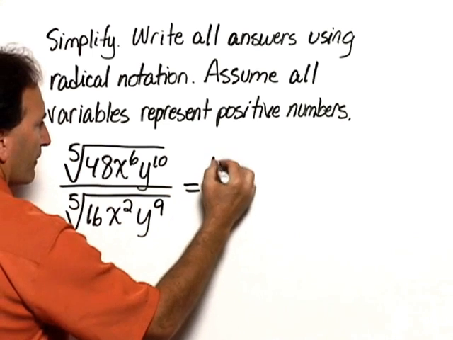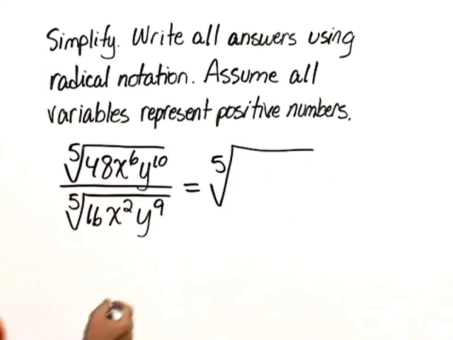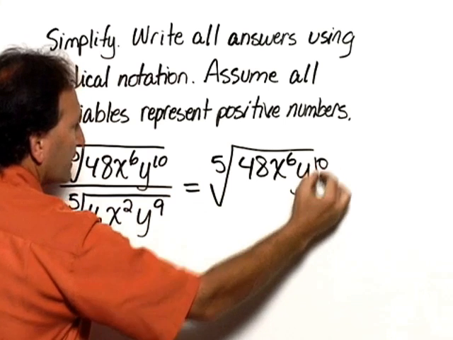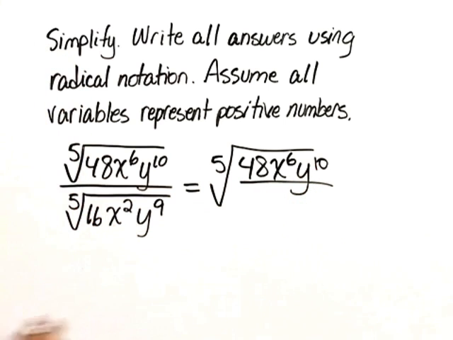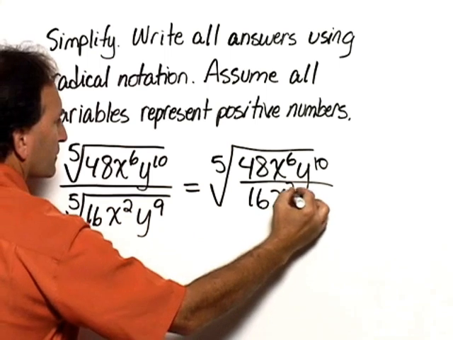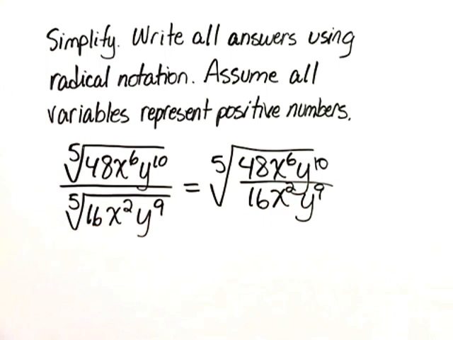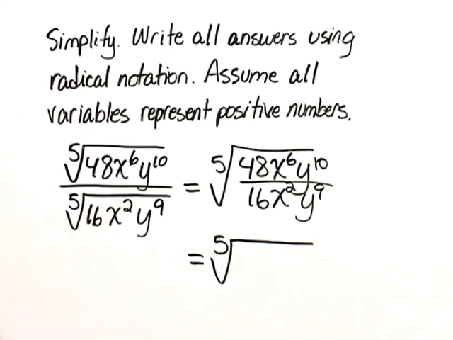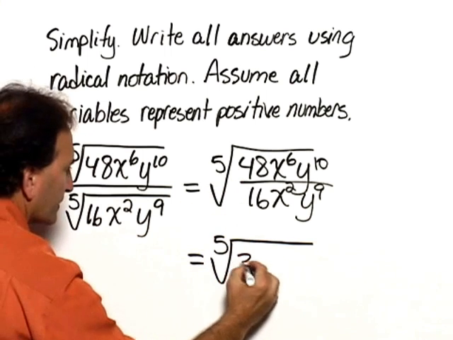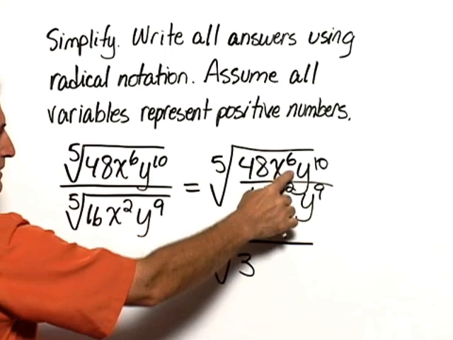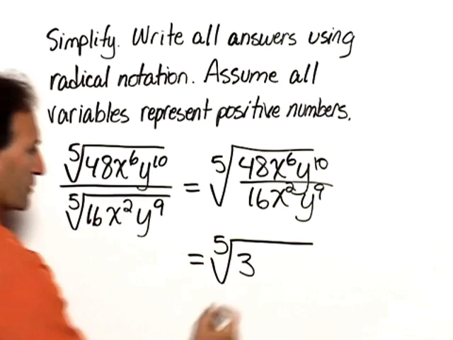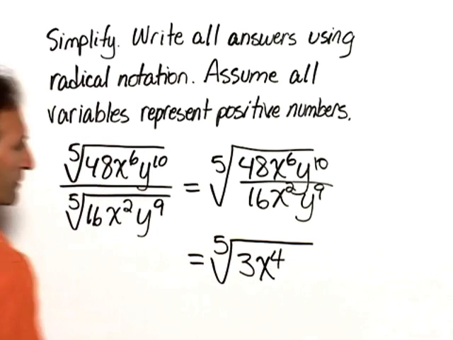So this would become the fifth root of 48x to the 6th y to the 10th divided by 16x squared y to the 9th. Let's simplify that quotient. This is going to be equal to the fifth root of 48 divided by 16 is 3. x to the 6th divided by x squared. We subtract the exponents. 6 minus 2 is 4. So it's x to the 4.